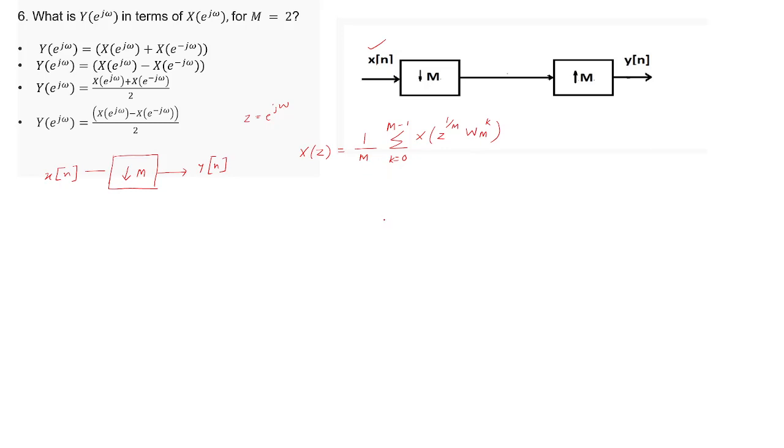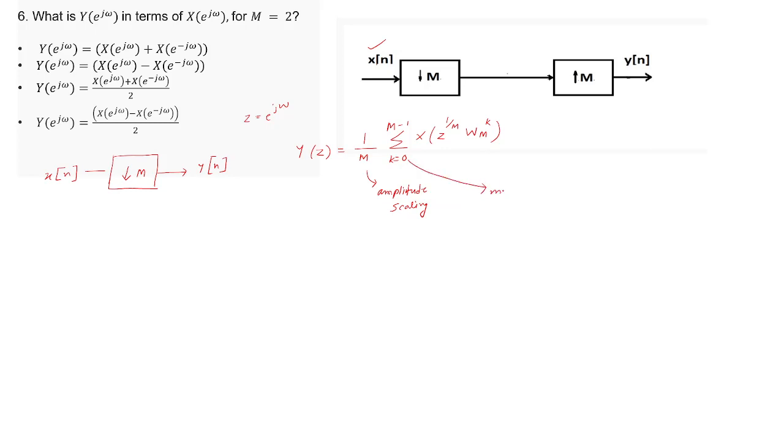All of them are important. Oh, by the way, here it is not xz, it should be yz. So you can see downsampling results in, in spectrum terms, in frequency domain, amplitude scaling.